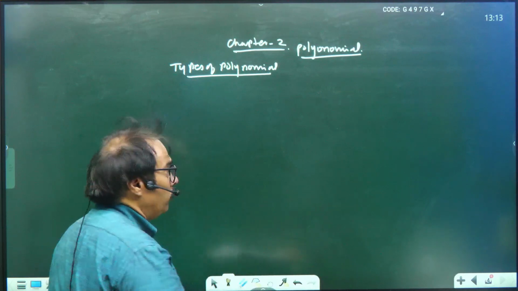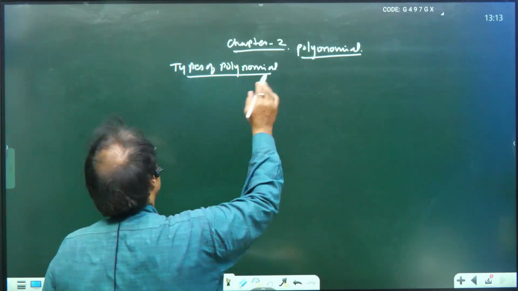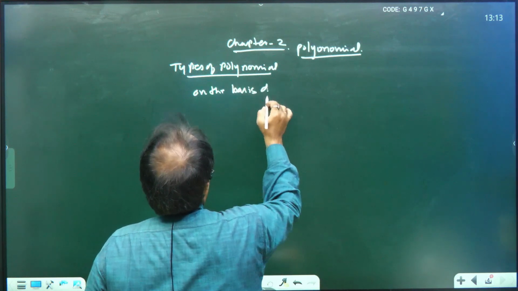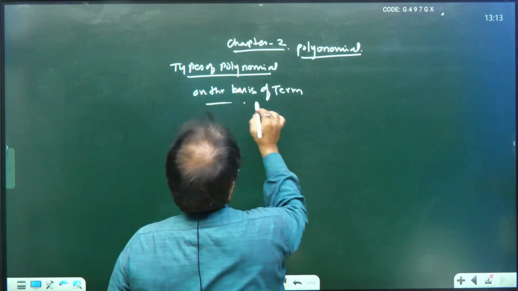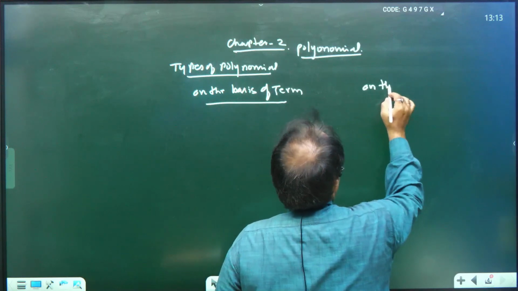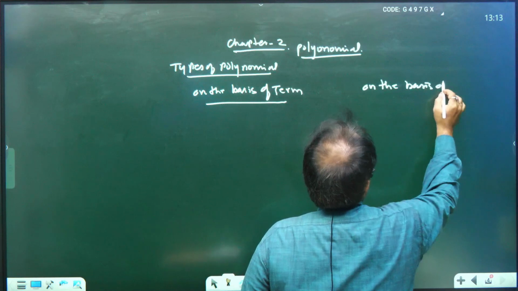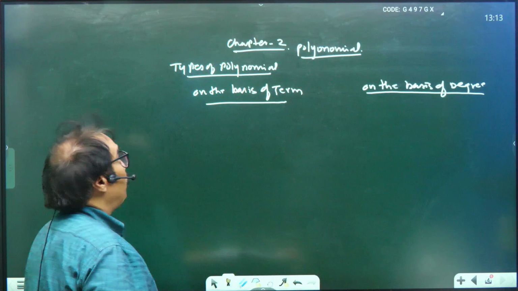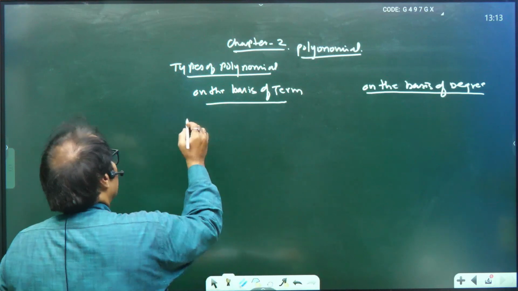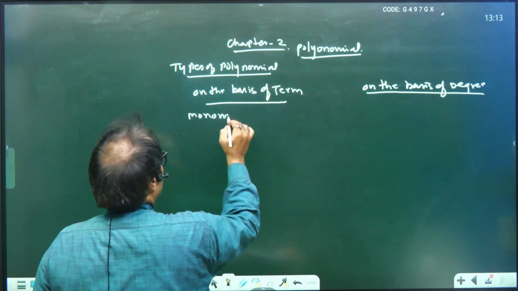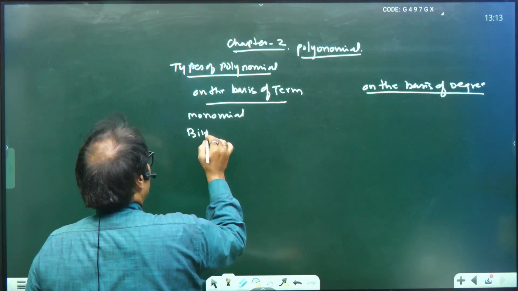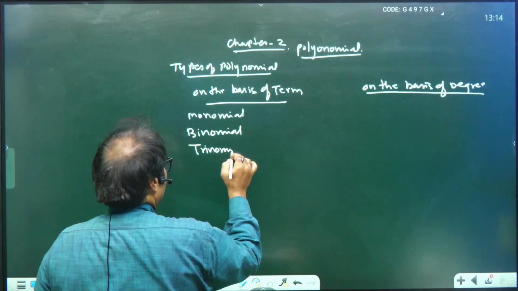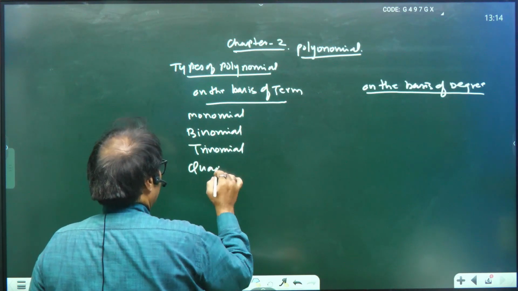So types of polynomial. Polynomial can be classified on the basis of terms and on the basis of degree or power. On the basis of terms, first is monomial, then binomial, then trinomial, then quadrinomial.